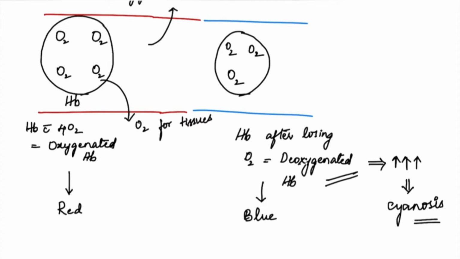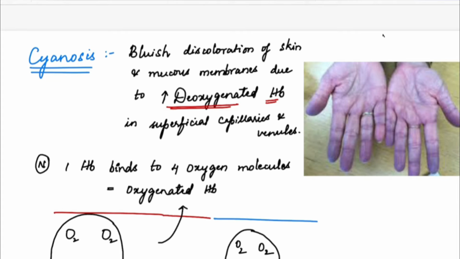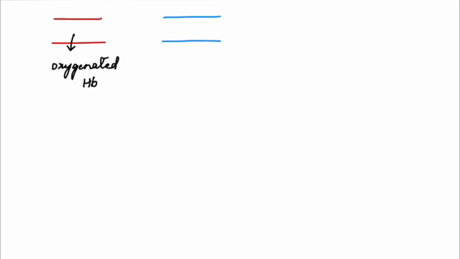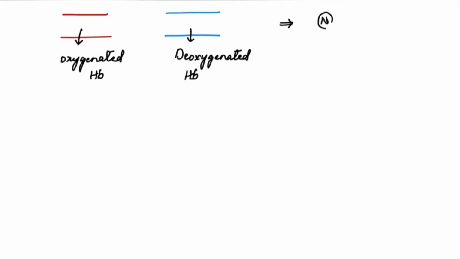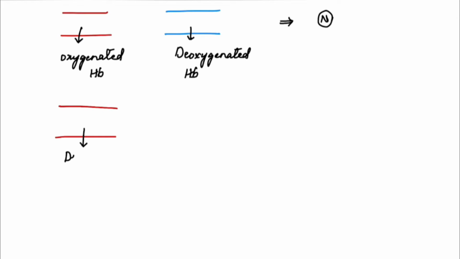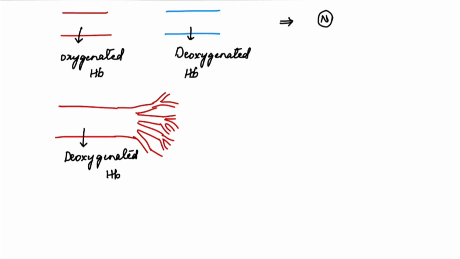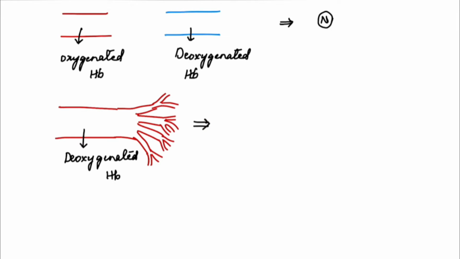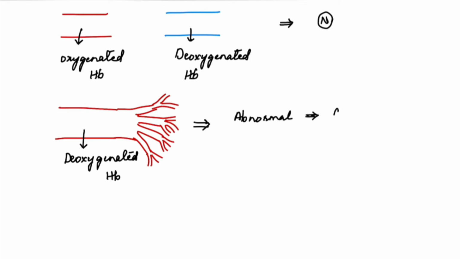This increased amount of deoxygenated hemoglobin leads to cyanosis. Now this is a picture of cyanosis. In the arterial circulation there is oxygenated hemoglobin, and in the venous circulation there is deoxygenated hemoglobin. This is completely normal. But when the blood in the arteries contains deoxygenated hemoglobin, and this deoxygenated blood is supplied through the arterioles and capillaries to the tissues, then this is abnormal, and this is known as cyanosis. So what is the inference from here?